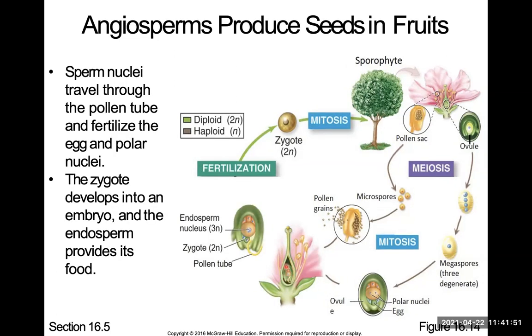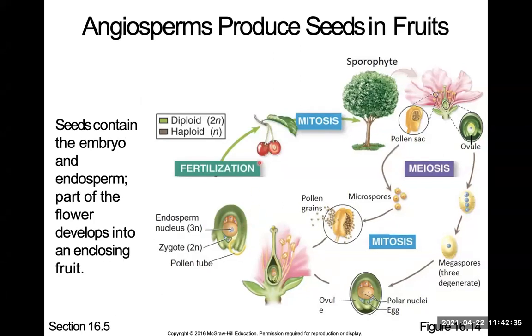Now, again, if you're taking notes, I need you to write this down. There are 2 sperm nuclei that are going down through this pollen tube. Not 1, 2. What's going to happen is that 1 sperm is going to fertilize the egg to make the zygote. That's going to turn into an embryo. The other sperm is going to fertilize the polar nuclei, which forms the endosperm. And that becomes the food for the embryo. So the zygote develops into an embryo and the endosperm provides the food. That's the double fertilization process. And then it turns into fruit.